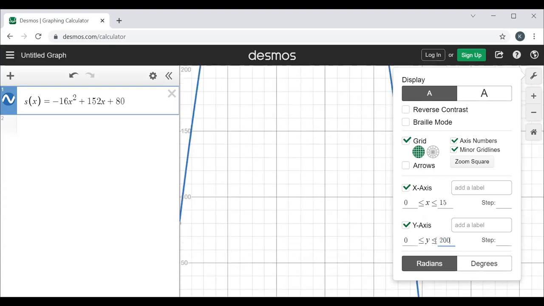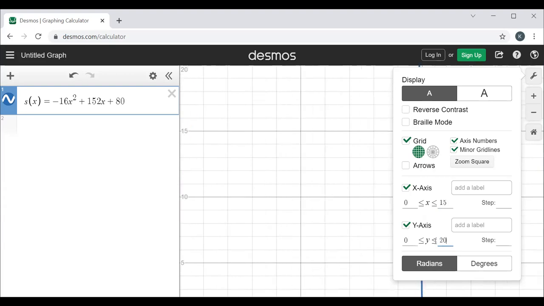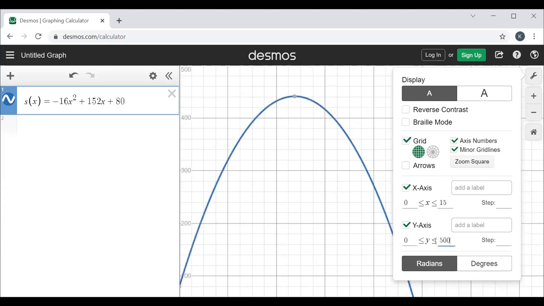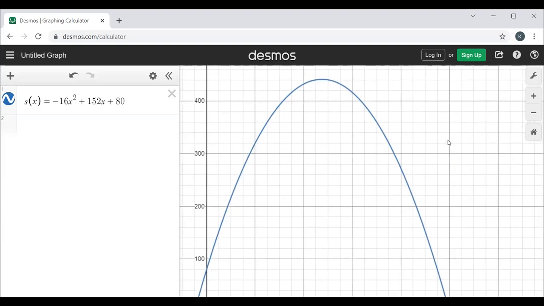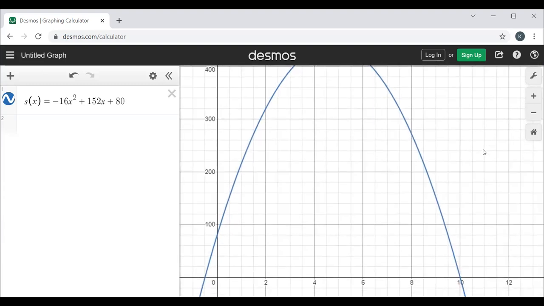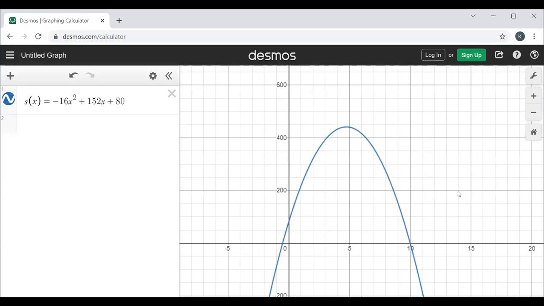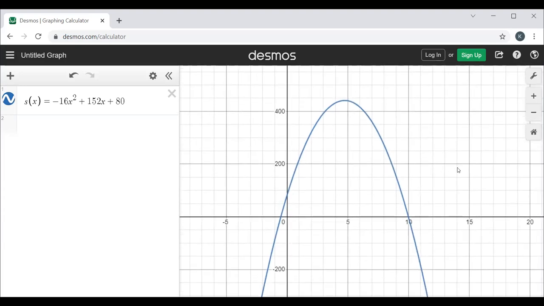How many? 200? Is that enough? Nope. It's like 445. 500 it is. Okay, so there is my rock. Let me zoom out a little bit more. There's my rock. He starts here at 80. This is like the building right here at 80. He goes up, reaches his maximum, comes back down, and hits the ground over here, right?